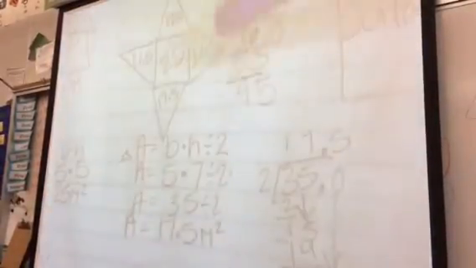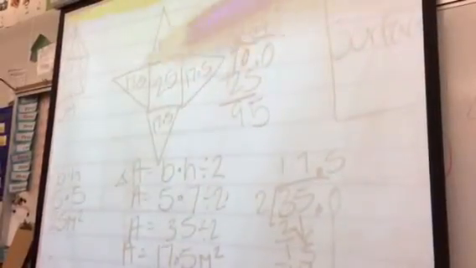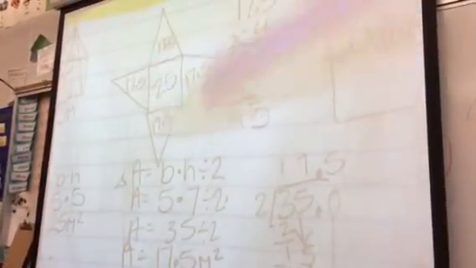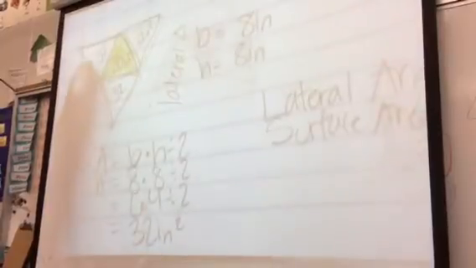Because if you look, in our square pyramid, there were 4 triangles around the outside of our base shape. And here we have 3 triangles around our base shape. So we're going to multiply it by 3. 3 times 2 is 6, and 3 times 3 is 9. So we have 96 inches squared. That is the lateral surface area.